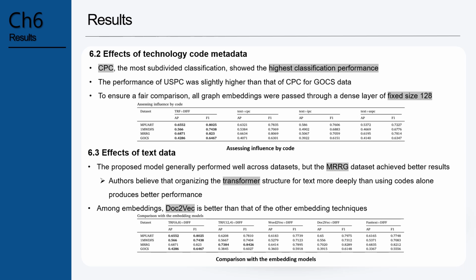In the effect of text data, the proposed model performed well across all datasets, but the MRRG dataset showed especially good results. The authors suggest that deeper transformer structures for text help improve performance more than relying on code features alone. Among the various text embedding methods, Doc2Vec achieved the best performance compared to alternatives like Word2Vec or BERT text.